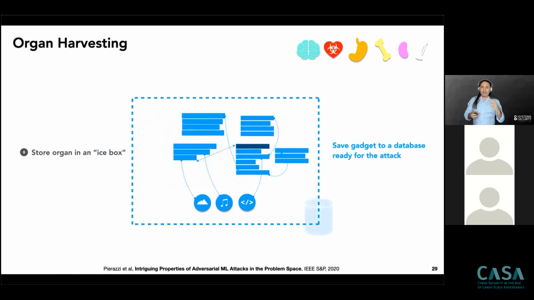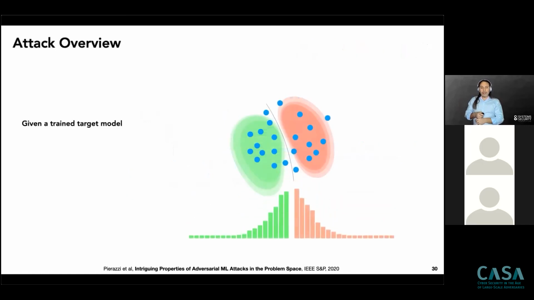We then save this gadget in what we call an icebox, so the analogy is with software organ transplantation, of course. It's a database of all the gadgets that would be useful for adversarial attacks. And then let's see how we pick these gadgets, okay?